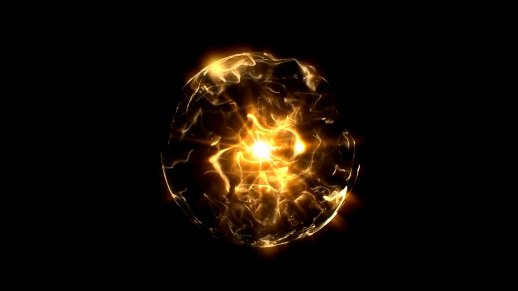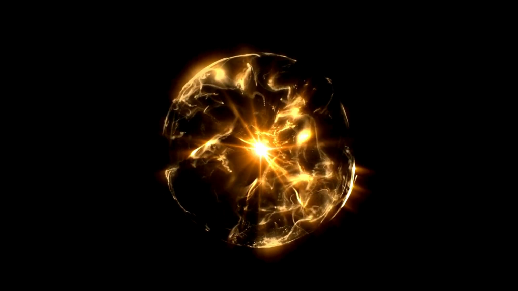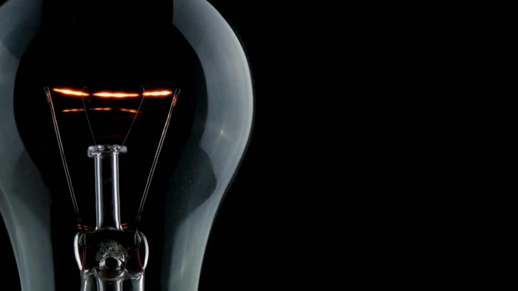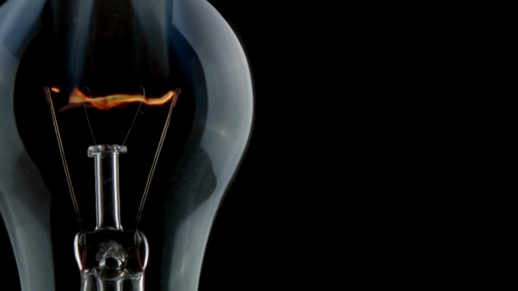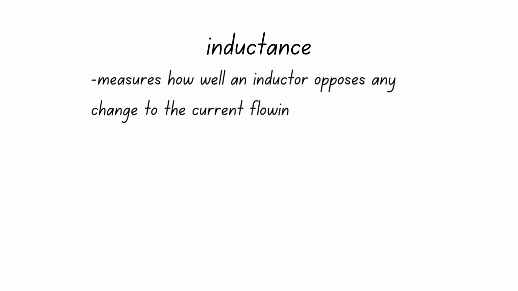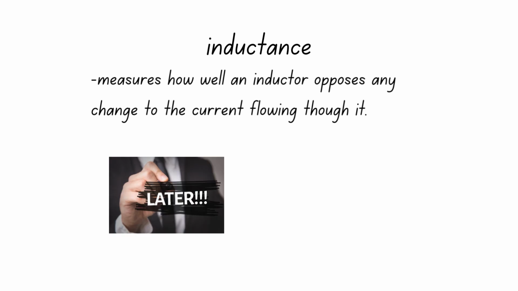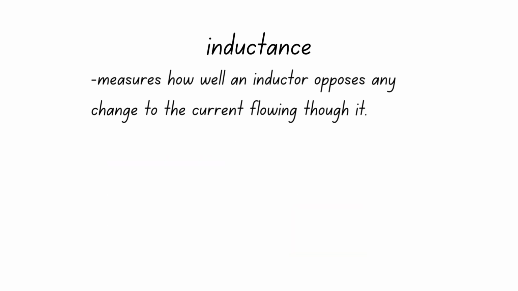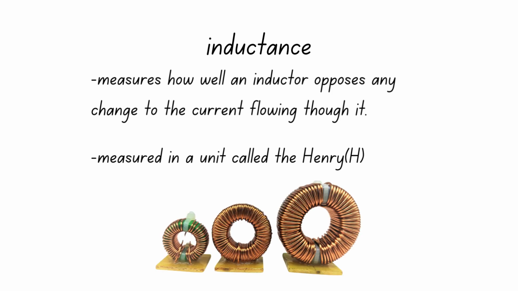This field is what stores the energy, and when the current is removed, the energy is released back into the circuit as electrical energy. All inductors have a property known as inductance, and this measures how well an inductor opposes any change to the current flowing through it. We shall discuss more on this later in this video. Inductance is measured in a unit called the Henry. Commercial inductors have values ranging from nanohenry to around 50 henries.